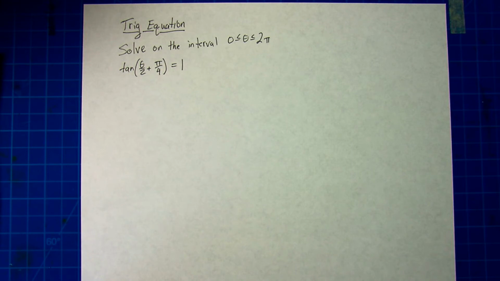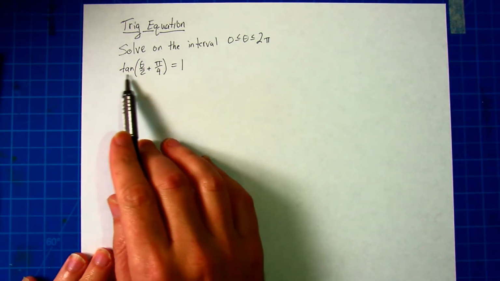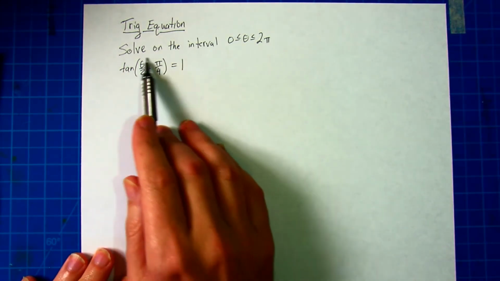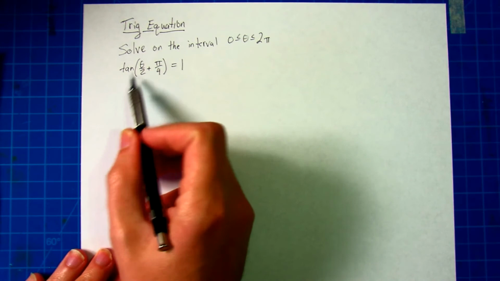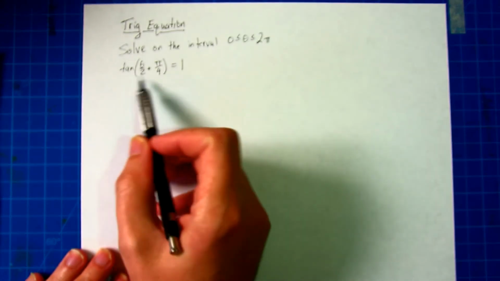Suppose you need to solve a trig problem that looks like this. There's a trig function, it's equal to something, but there's a lot of stuff going on inside the function. These are a little more complicated, but there is a strategy that works every time. You've already isolated the tangent here: tangent of whatever equals 1.